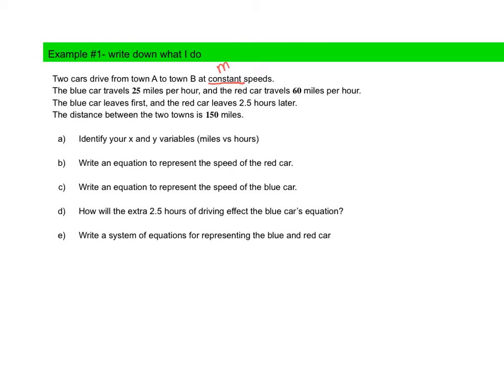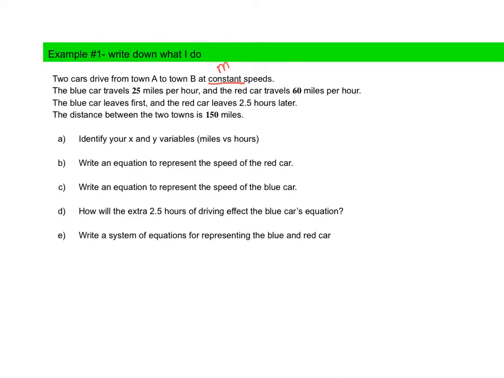So from what I just read, I know a couple things. I have two cars. They're driving at different speeds. One's only driving 25 miles an hour. One's driving 60 miles an hour. They don't leave at the same time, but they're going the same distance. They're both going 150 miles. But the blue car leaves 2.5 hours before the red car does.